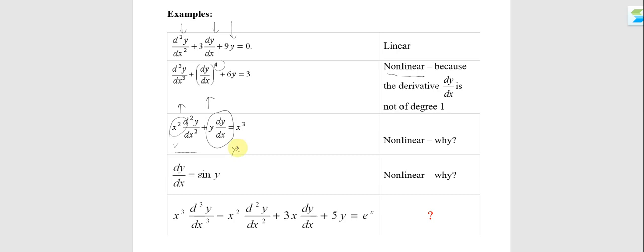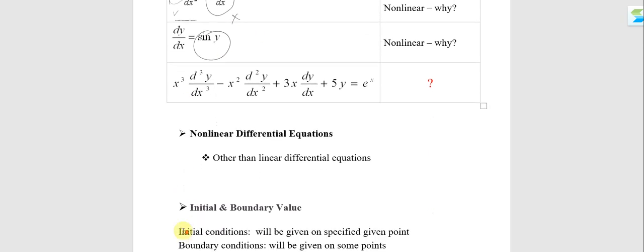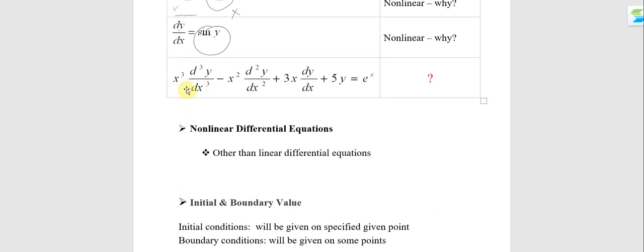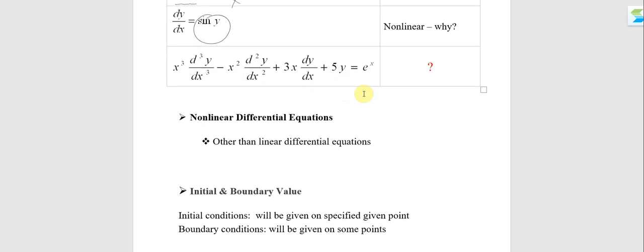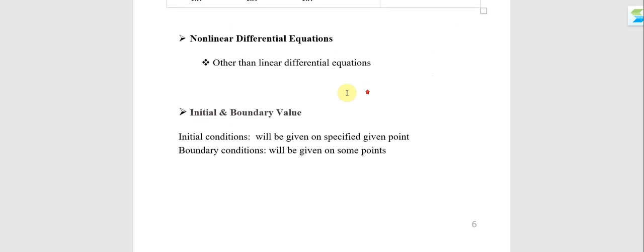The next one, dy over dx equals sine y. This is not linear because of this function of the dependent variable. So let's look at the next example, x cube d cube y over dx cube minus x square d square y over dx square plus 3x dy over dx plus 5y equals e to the x. So is this linear or not? We will discuss in the class later. Nonlinear differential equation is other than linear differential equation.